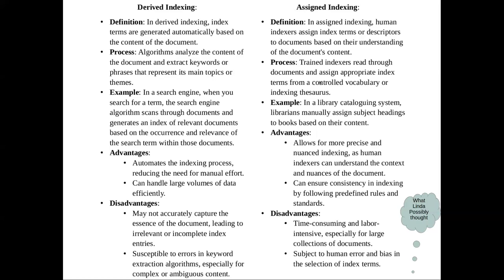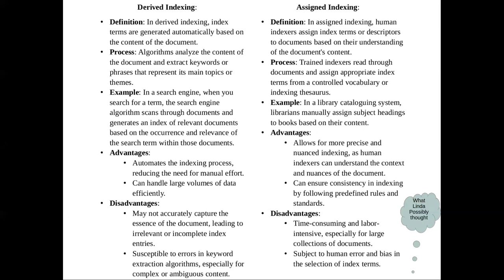And there Linda predicted that assigned indexing has a lot of advantages. Basically, we are using a combined indexing system. Some part is derived, some part is assigned. In case of assigned indexing, the problem is it's time consuming and labor intensive for a large collection of documents. You cannot do more than 20-25 cataloging of books because you need to classify, because you need to index. If these two activities are not there, you can easily enter 200-250 books per day. But that is not possible because meantime you need to do a lot of intellectual exercises.